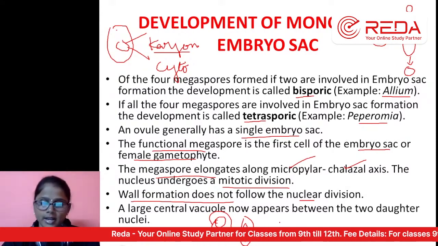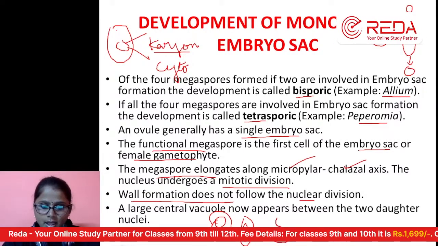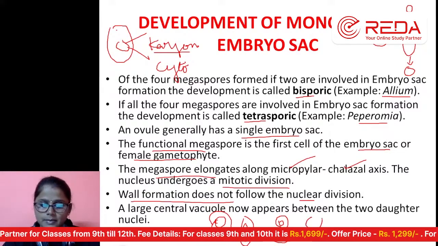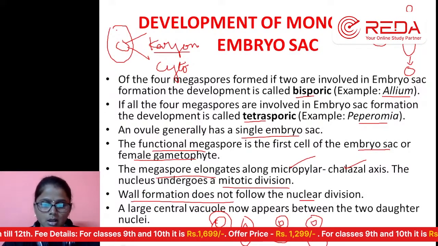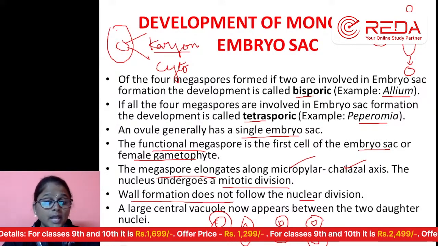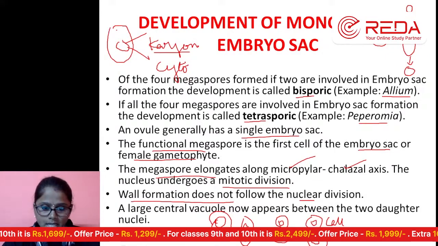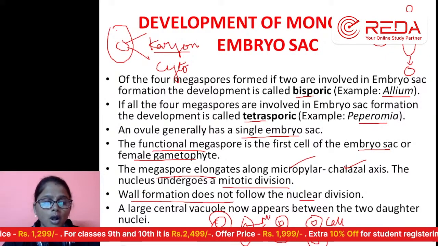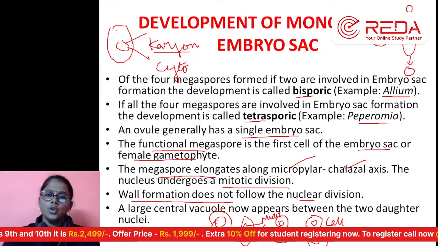ஆஃப்டர் த கேரியோகைனசிஸ் த சைட்டோபிளாசம் வில் ஸ்டார்ட் டிவைட் அண்ட் தே வில் பி ஃபார்மிங் டூ செல்ஸ். அப்போ செல் வால் ஃபார்ம் ஆகணும் இல்லையா, சைட்டோபிளாசம் சுற்றி செல் வால். இப்போ தான் இவங்களை செல்லுன்னு கூப்பிடுவீங்க. அப்போ இந்த ஸ்டேஜில் பார்த்தீங்கன்னா ஒன்லி நியூக்ளியஸ் ஆர் டிவைடட். ஸோ யூ கேன் நாட் கால் தேம் ஆஸ் அ செல், யூ ஆர் காலிங் தெம் ஆஸ் ஒன்லி நியூக்ளியை.